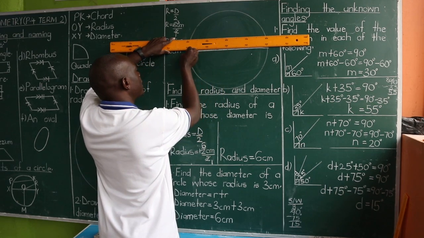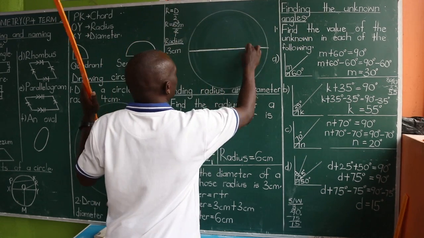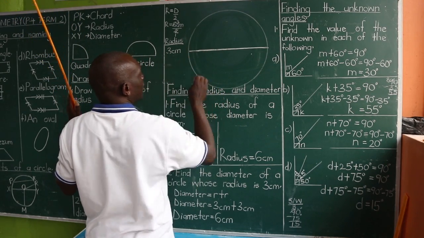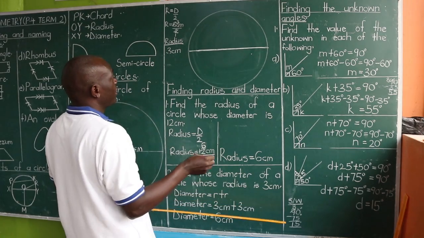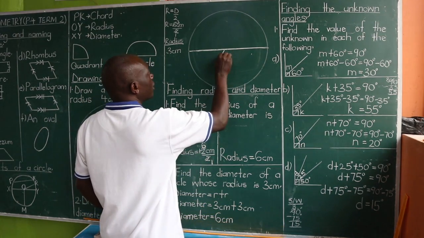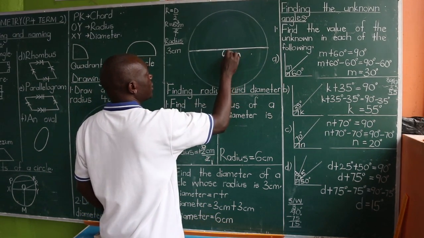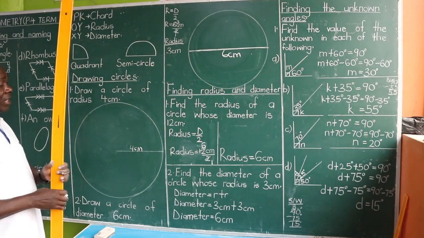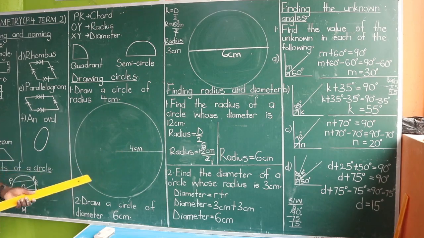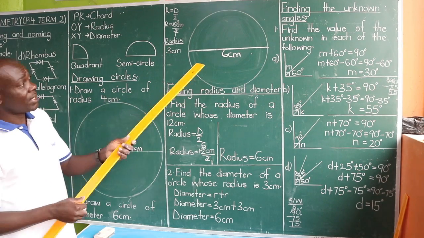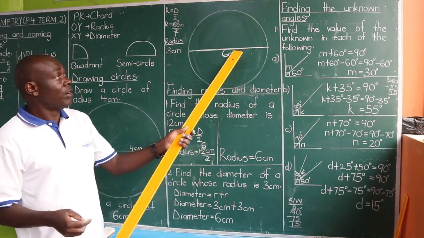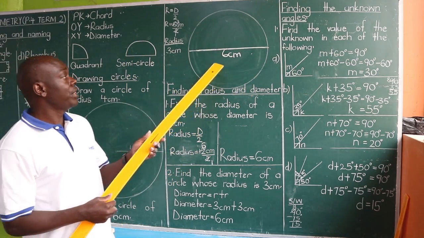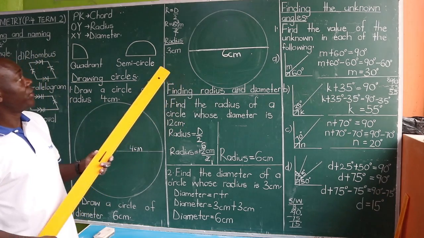Draw thin lines, not thick lines. Ensure they are thin, and then we label our 6 centimeters, and then we call it diameter. Remember our radius was stopping in the middle or at the center, whereas this is our diameter. So that is how we draw a circle given diameter.